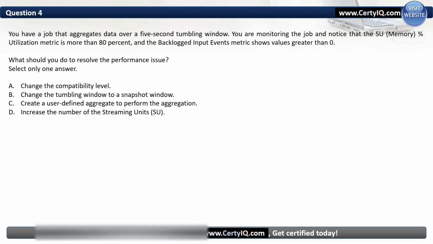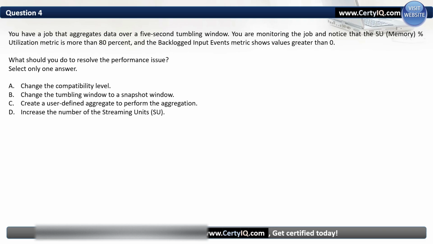Question 4. You have a job that aggregates data over a 5-second tumbling window. You are monitoring the job and notice that the SU utilization metric is more than 80% and the backlogged input events metric shows values greater than 0. What should you do to resolve the performance issue? Select only one answer.